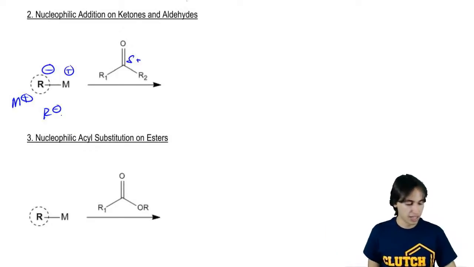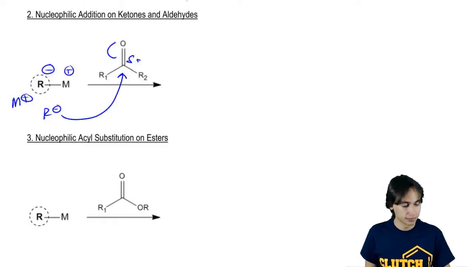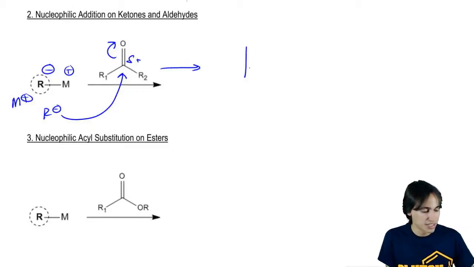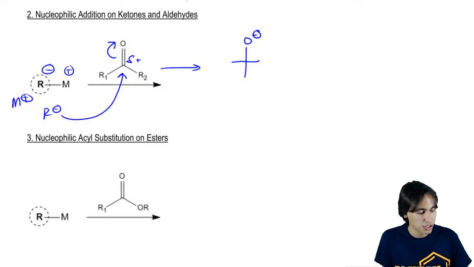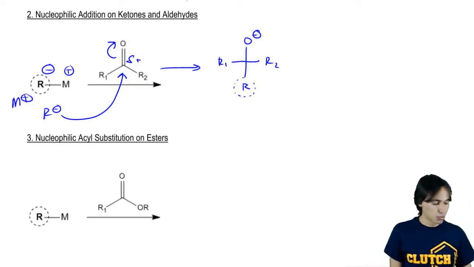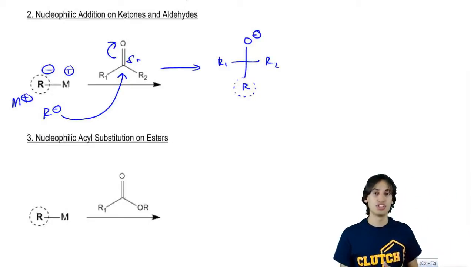So my R negative would attack here, push the electrons up. What I would wind up getting is a tetrahedral intermediate with an O negative, an R2, an R1, and then a new R. I'm just going to make that dotted line so you guys can tell exactly where that R is. Okay? So you guys remember what the next step is of nucleophilic addition?